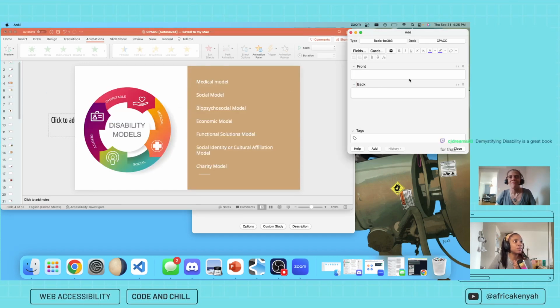So first, I'm just going to put what is the medical model. CJ Dream said Demystifying Disabilities is a great book for that. Oh, cool. Yes, it is. Thanks for the recommendation. I've read that one. Good.